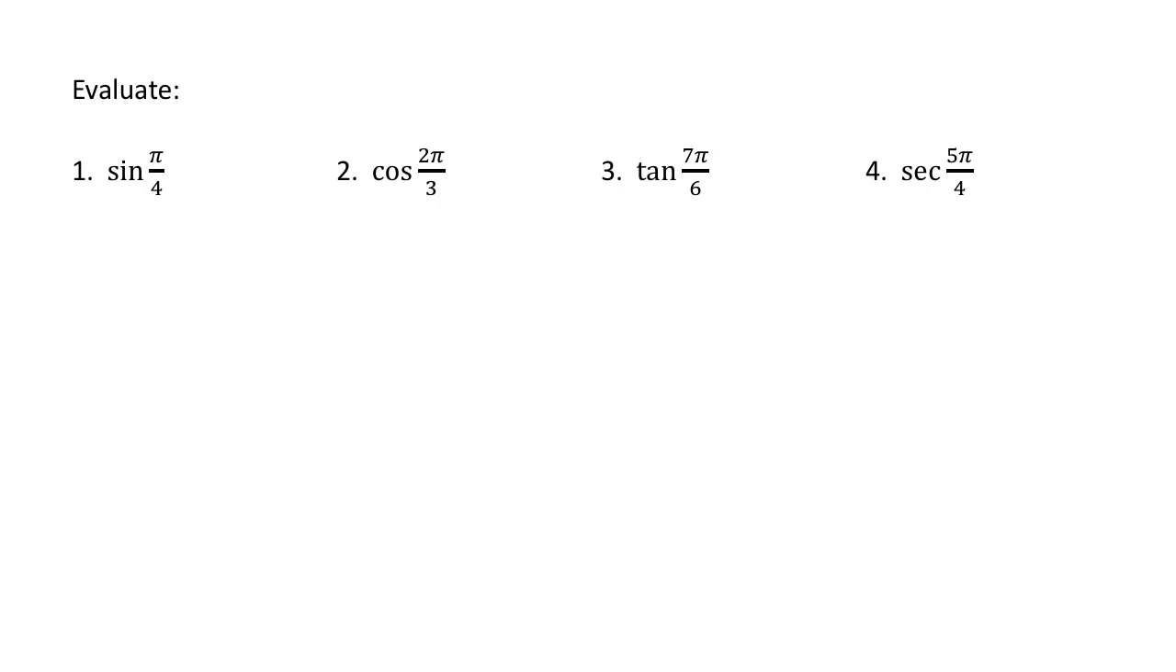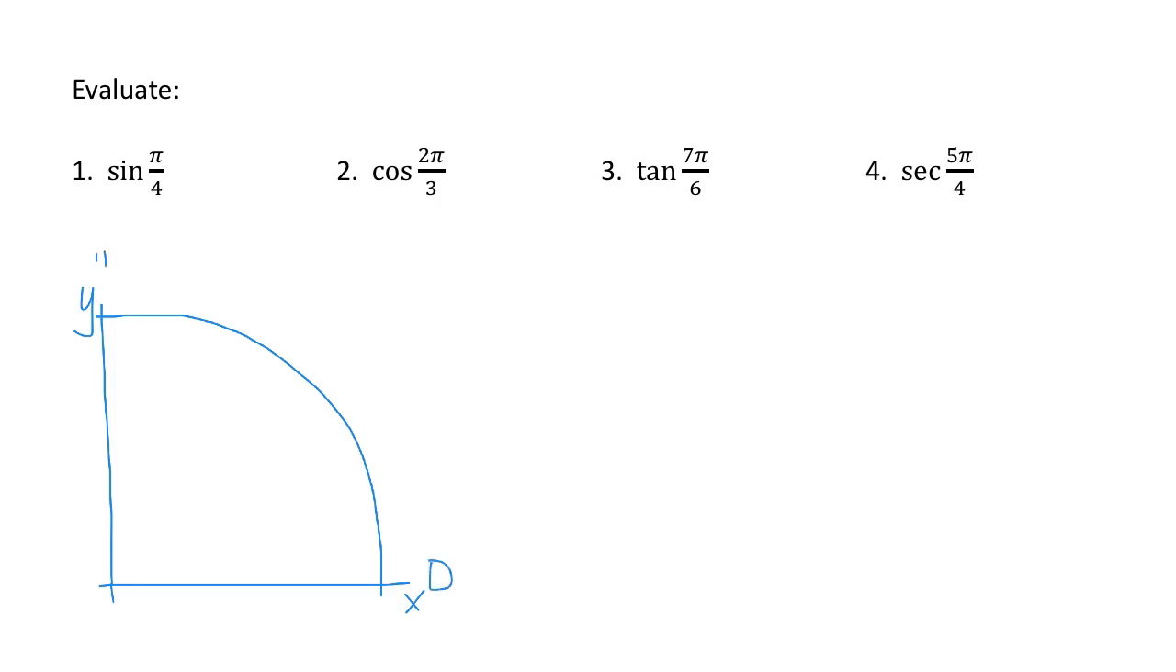We're going to evaluate these using the unit circle. So first I'm going to draw just the first quadrant of the unit circle because I really don't need the rest. I can just use the first quadrant as a reference for all the other quadrants in the unit circle. I'm going to label the radians. This is 0 radians, and then here is pi over 2 radians.